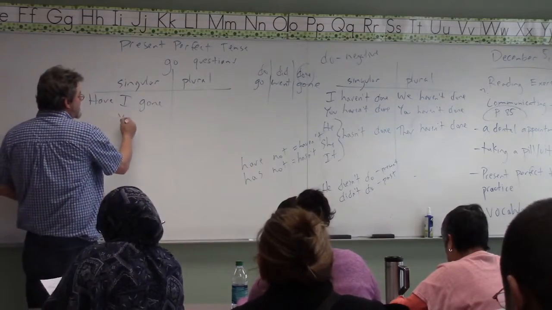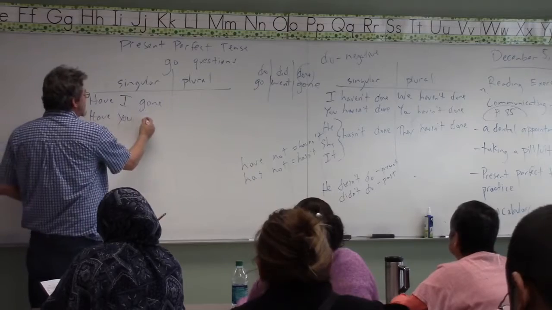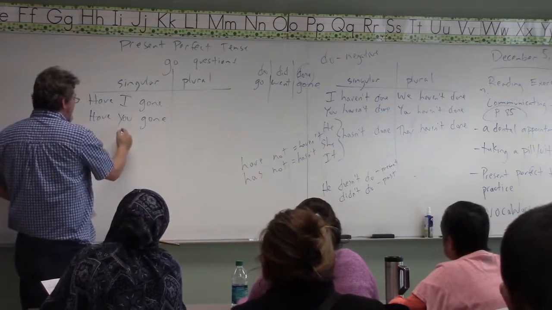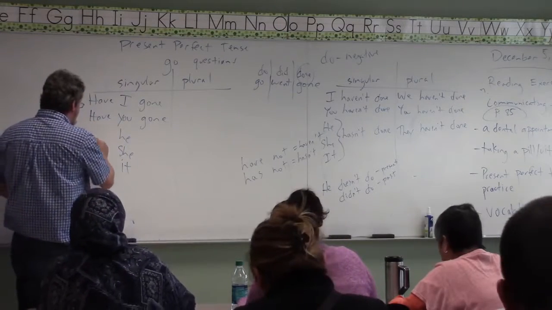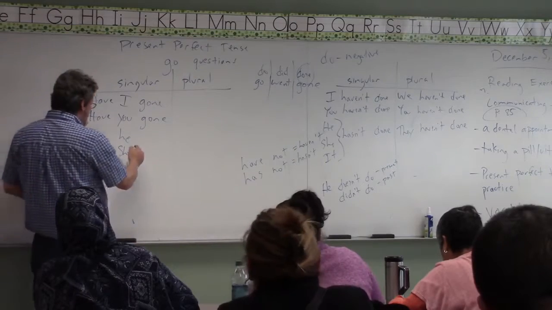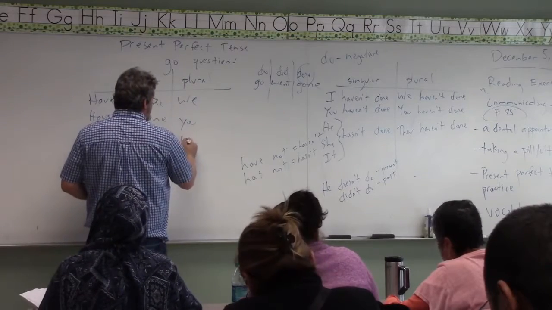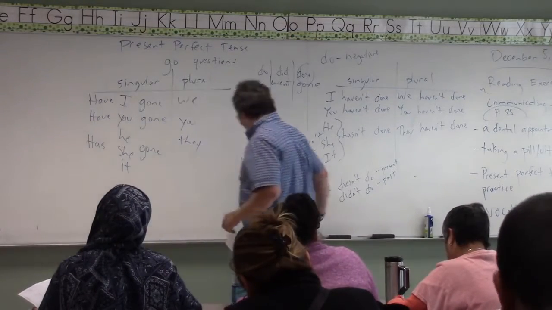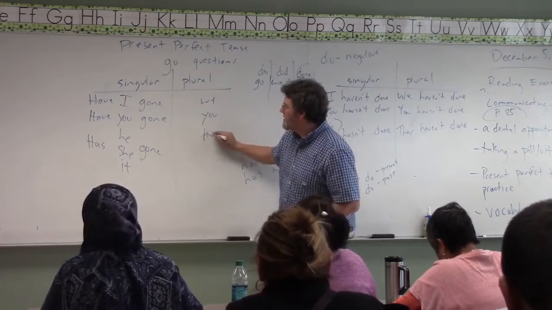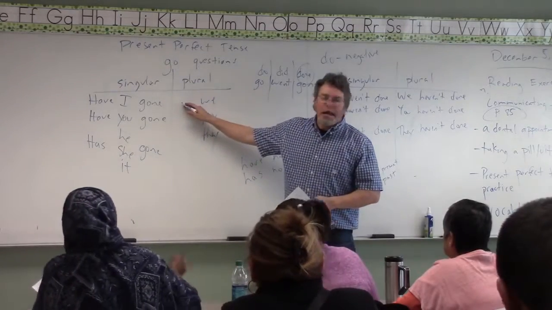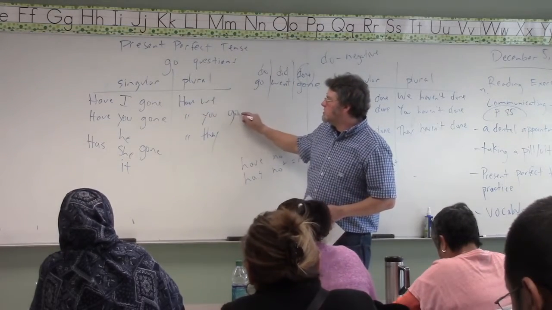Have I gone? If the subject is you, have you gone, and he, she, or it has. Has he gone? Has she gone? Has it gone? And then on this side, we, you, they would be the subjects. We, you, they for the plural, and then have, good. It's gonna be the same for all of these. And then the main verb would just be gone.